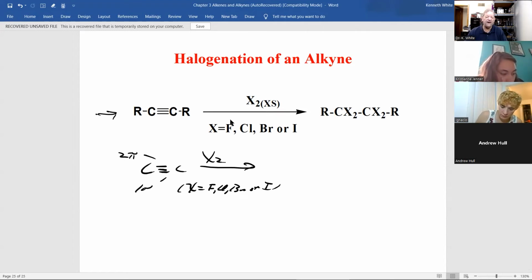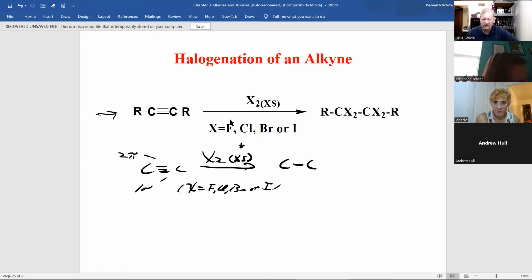But now we have 2 pi bonds, and once again, I don't want to balance things. I'm a lazy organic chemist. So I'll put bracket XS, close bracket. Whenever you see bracket XS, close bracket, that means you have all the reagent, in this case chlorine or bromine or fluorine or iodine, to react with whatever it can react with. And you break the 2 pi bonds, and each carbon of the triple bond gets not 1, but 2 halogens.